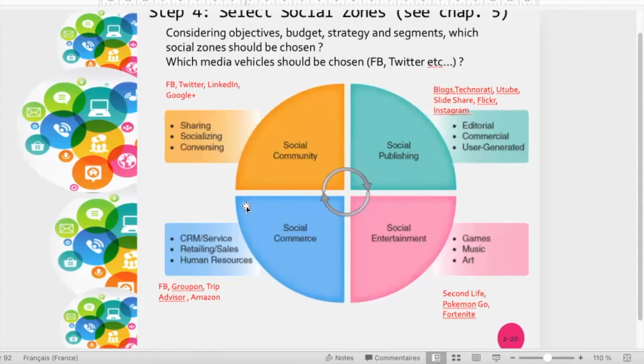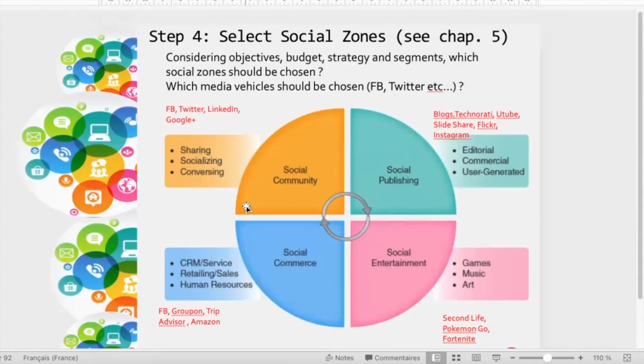So, an example of the different social media zones. By considering the objectives and the budget, because L'Oreal has another budget than a small and medium-sized company. For a small and medium-sized company, the budget is limited, so it makes sense. You probably cannot be present on all the social media zones. So it makes sense to focus on those zones which appear most important according to your strategy and segments. Therefore, it is important to choose social media according to what your target group is searching for.